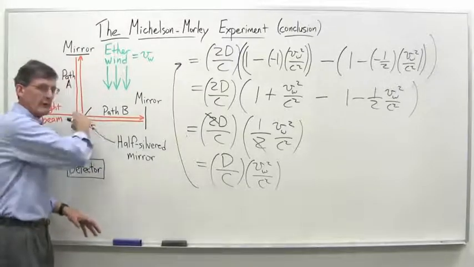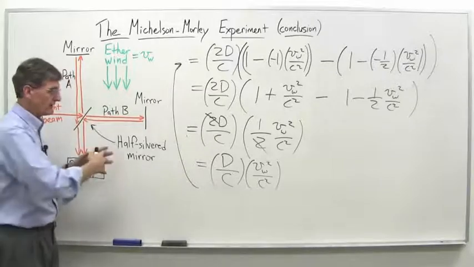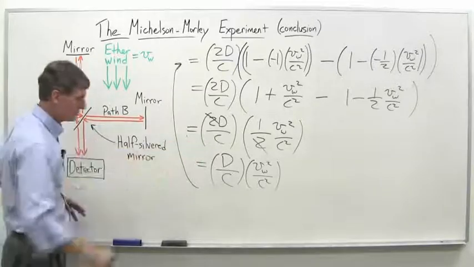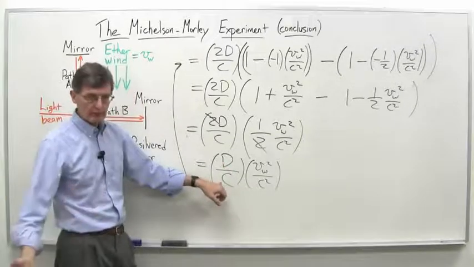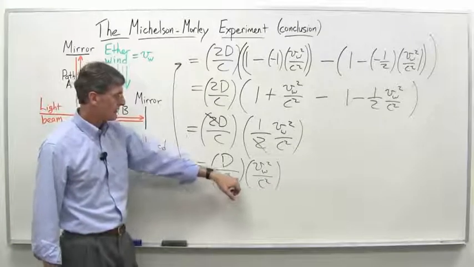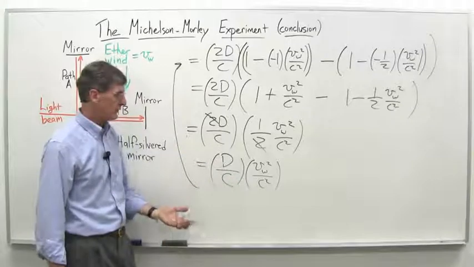And they actually had some other mirrors here. So they bounced the beam back and forth a few times in each way so that they could get a longer path length without having to have a huge table. So D's 11 meters. C, speed of light, 300 million meters per second. We mentioned VW, 30,000 meters per second. Again, speed of light, same thing as before.